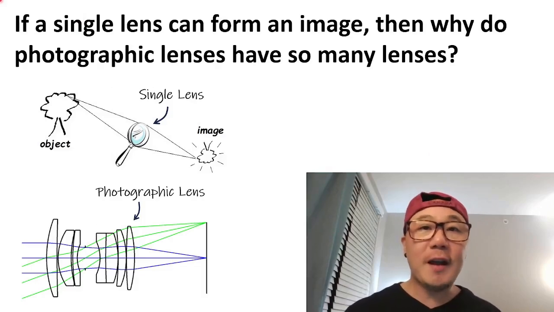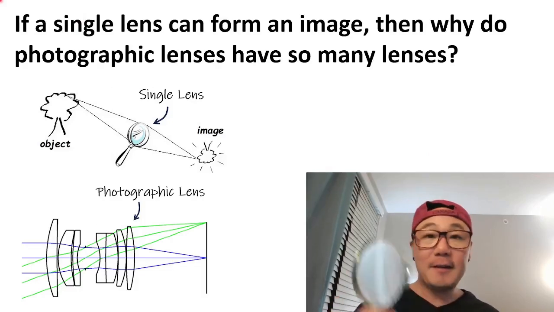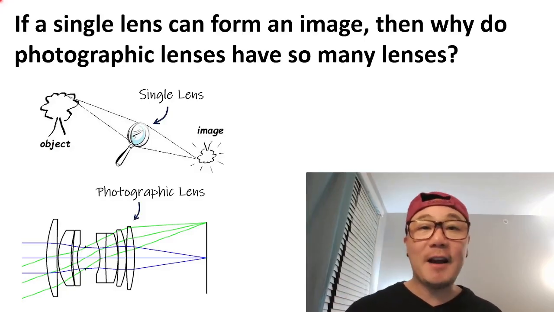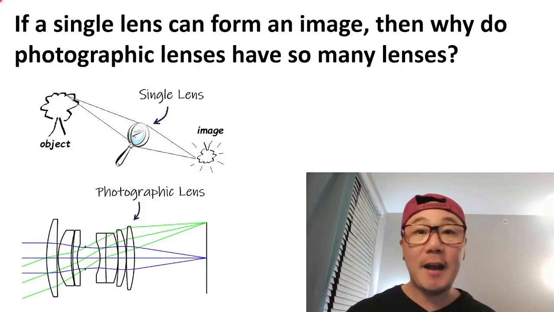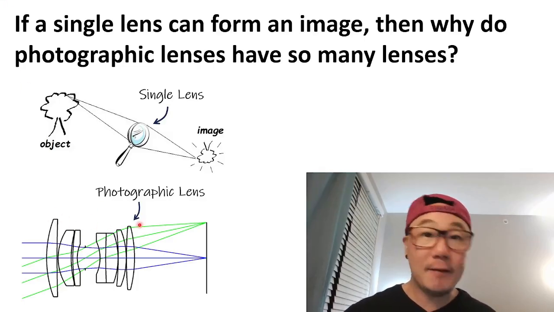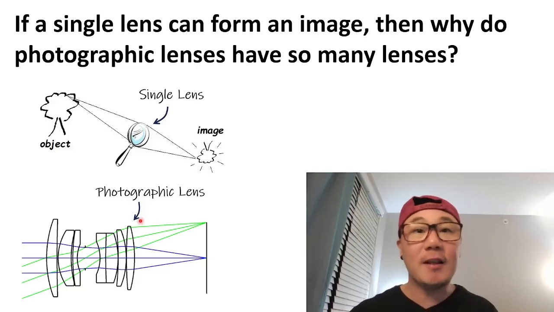A very common question that beginners in optics have is, if a single lens, like this, can form an image, then why is it that professional photographic lenses have so many lenses? Like this. One, two, three, four, five, six, seven. Seven lenses, seven elements, but okay, we'll just call them lenses.